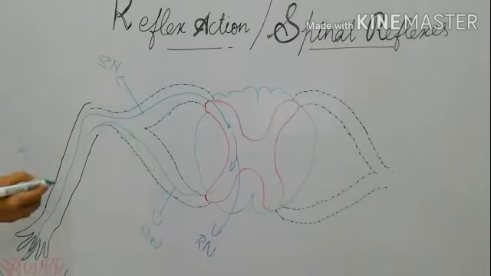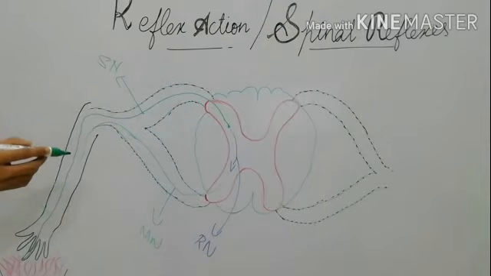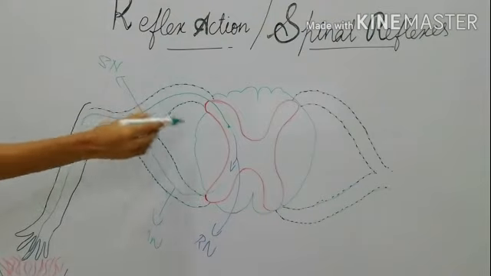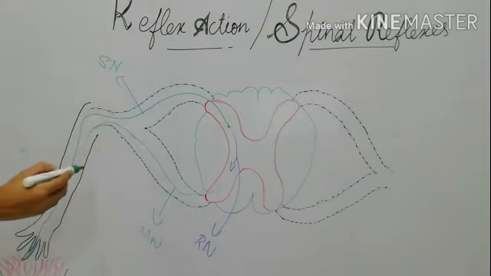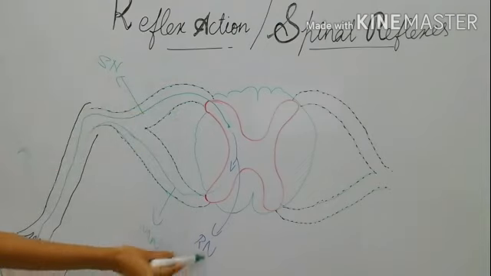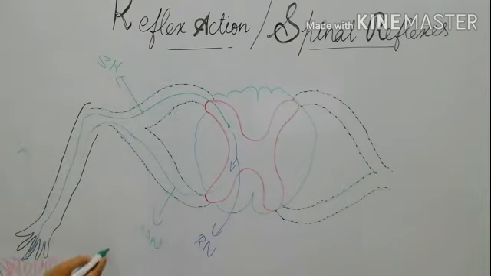This happens without thinking about it because the signal is not transmitted to the brain. Directly the spinal cord does that action. And this entire pathway, the sensory neuron, the relay neuron and the motor neuron involved to complete the reflex action, is called the reflex arc.